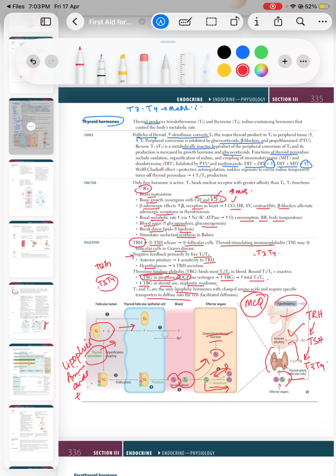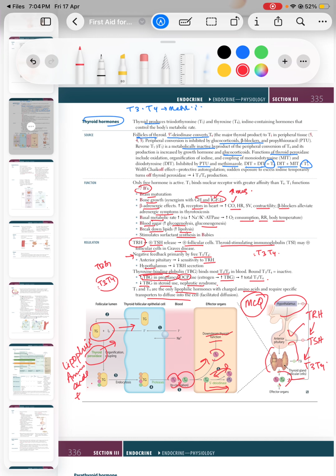and this function may be disturbed by glucocorticoids, beta blockers, and propylthiouracil. Also, if these defect the T4, then reverse T3 is formed, which is the metabolically inactive form. And the function of thyroid peroxidase is discussed, in which it does the oxidation, the organification of iodine, and the coupling of the monoiodotyrosines.